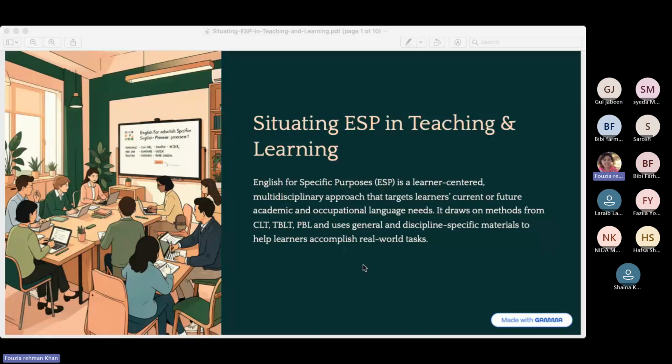It actually aims at, and the target is that you should be able to design a course for these students according to their needs. So this is the target, and this is the main objective of the course: that this course should enable you to design curriculum or course outline for students of different fields, right? So this is why this is called multidisciplinary, and it is learner centered, it is multidisciplinary, and it fulfills the academic and professional occupational language needs.